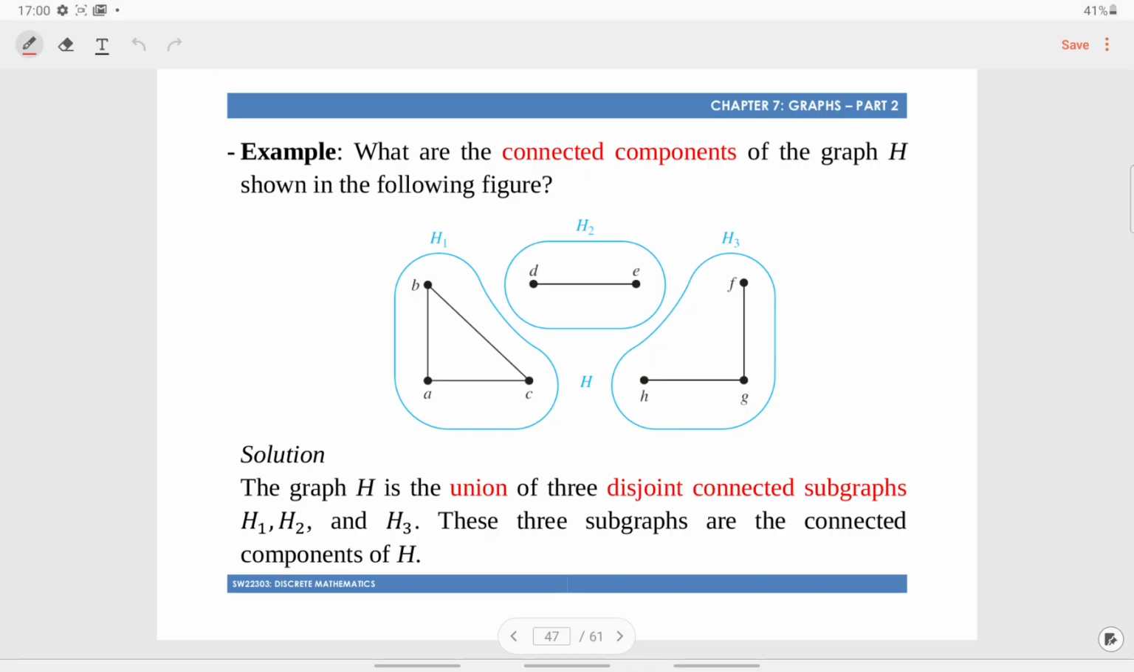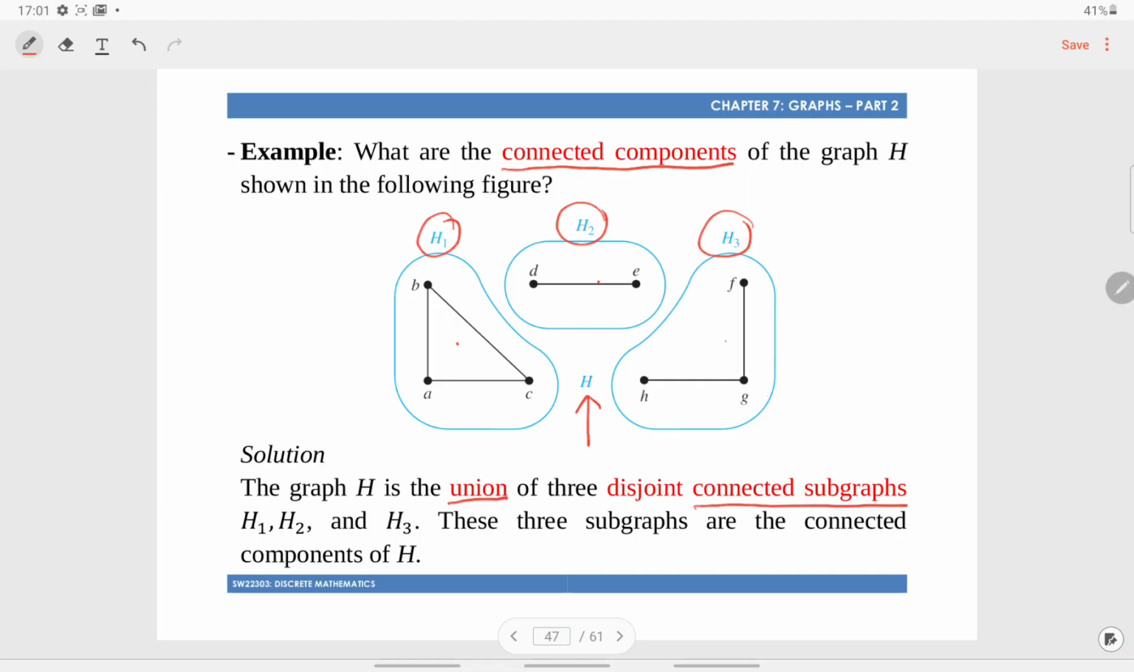What are the connected components of the graph H as shown in the following figure? When we combine this one and this one together, we have the single graph H. But this graph is disconnected, right? However, we have connected components of this graph. The graph H is the union of three disjoint connected subgraphs H1, H2, and H3.